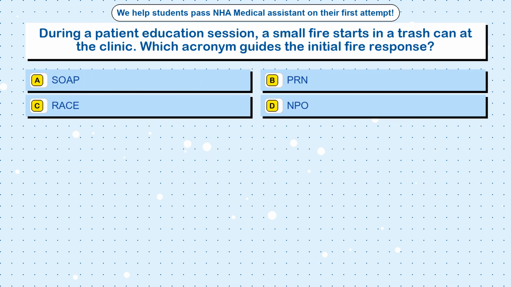Question 24. During a patient education session, a small fire starts in a trash can at the clinic. Which acronym guides the initial fire response? Option A, SOAP. Option B, PRN. Option C, RACE. Option D, NPO.